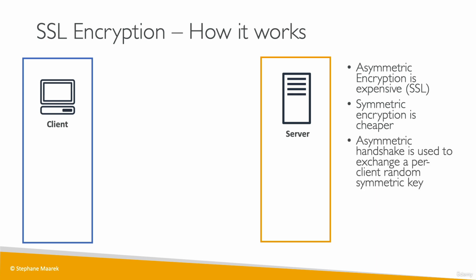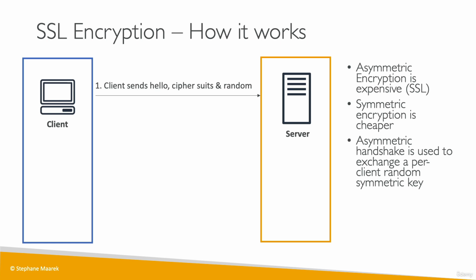So the idea is that during the asymmetric handshake, which is the first connection between the client and the server, they're going to use and exchange a symmetric key that they will commonly share for this communication. And from that point forward, they will only use the symmetric key to talk to one another. So in this case, the asymmetric encryption of SSL is just used for the handshake, and then it's all symmetrical. So how does that work in detail?